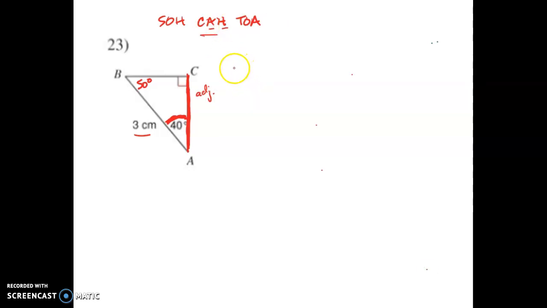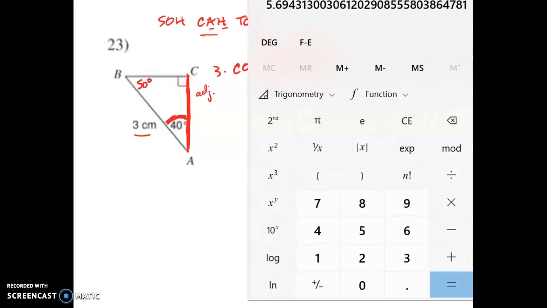So cosine of 40 equals the adjacent to the hypotenuse. Multiply both sides by 3. I get 3 times the cosine of 40 is going to give me that missing side AC. Bring in my calc.